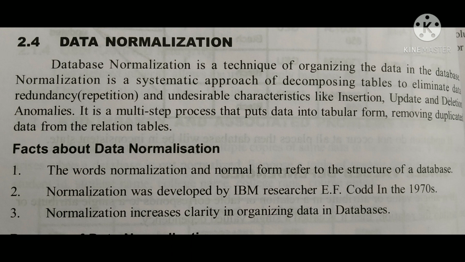Here is the definition, it is critical to understand. Normalization is a technique of organizing the data in the database. Normalization is a systematic approach of decomposing tables to eliminate data redundancy and undesirable characteristics like insert, update, and deletion anomalies. It is a multi-step process that puts data into tabular form, removing duplicate data from the relation table forms.